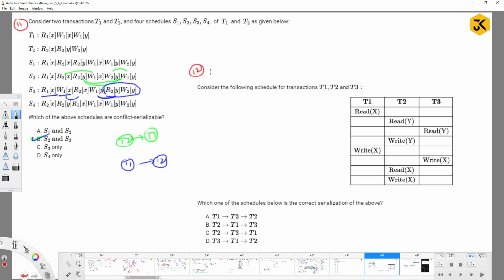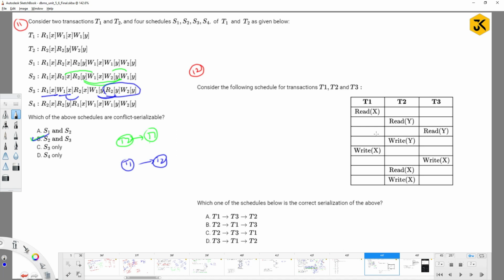Next, do the next one. Consider the following schedule of transactions T1, T2 and T3. Which one of the following schedules below is the correct serialization of the above? Right? If you take the operations here, what do you have to check?